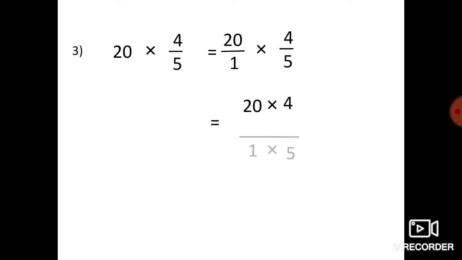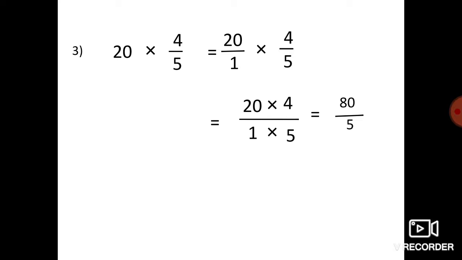Next question. Listen. 20 into 4 by 5. Here there is no denominator for 20, so we put a 1 there. 20 by 1 into 4 by 5. We multiply numerator with numerator: 20 into 4 by 1 into 5. 20 into 4 is 80 by 5.